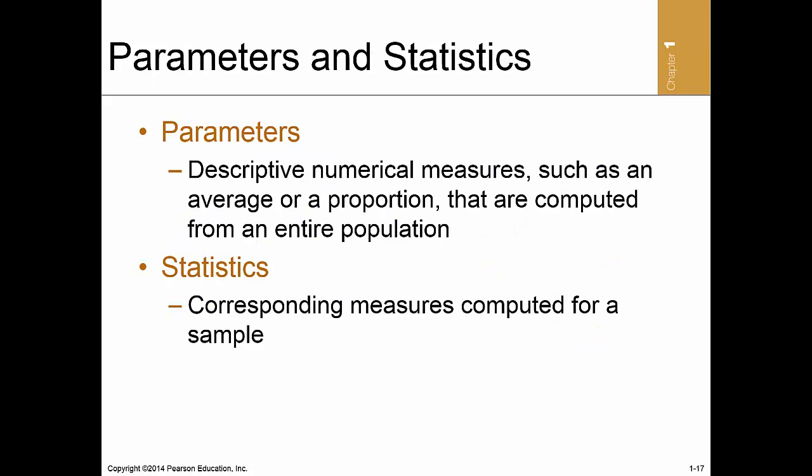Descriptive numerical measures such as the average or proportion that are computed from an entire population are called parameters. Corresponding measures for a sample are called statistics.